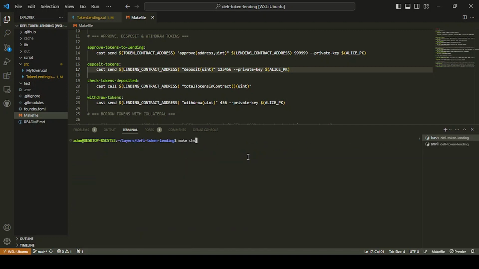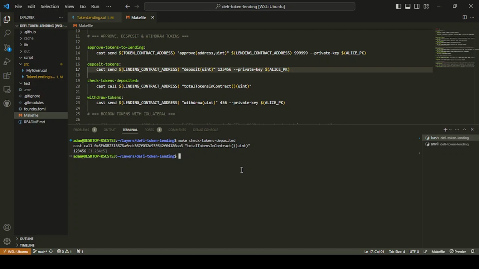Now we'll do make check tokens deposited. And this will do a cast call to the lending contract, and it's just going to call total tokens in contract, and it returns a uint. So we'll do that. 1, 2, 3, 4, 5, 6. So that's grand. We know how many are there.